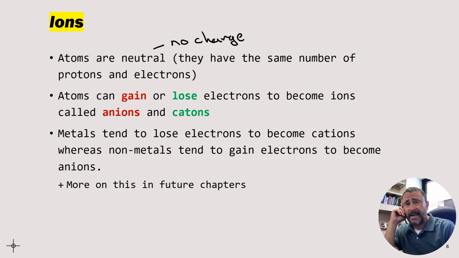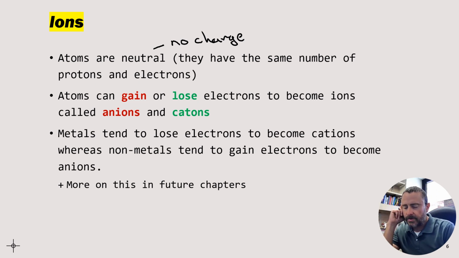But sometimes our atoms like to gain or lose electrons. When they gain electrons, we say they are called anions, because when they gain more negatively charged things, they themselves become negatively charged. They can't change the number of protons, which describes what the element is. The number of protons can't change, but the number of electrons can.